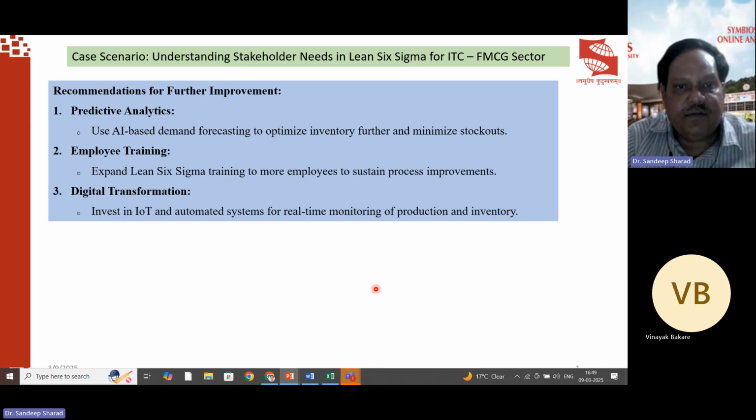So, recommendations for the future. Implement predictive analysis: use AI-based demand forecasting to optimize the inventory further and minimize stock-outs. Employee training: expand the Lean Six Sigma training to more employees to sustain the process improvement. Digital transformation: invest in IoT and automated systems for real-time monitoring of the production and the inventory.